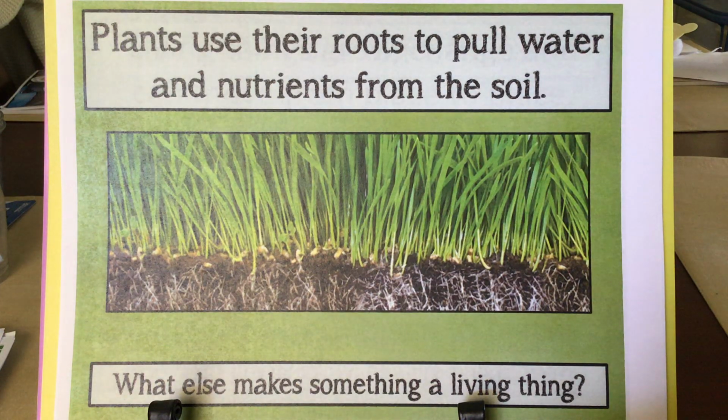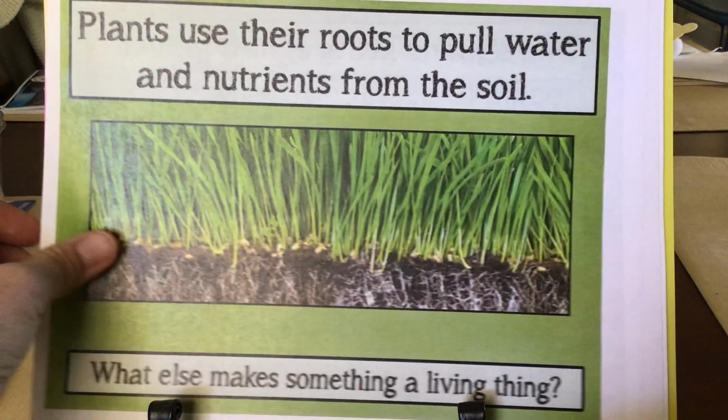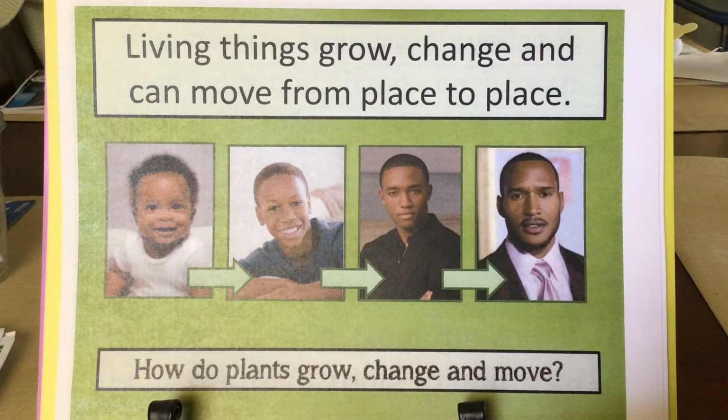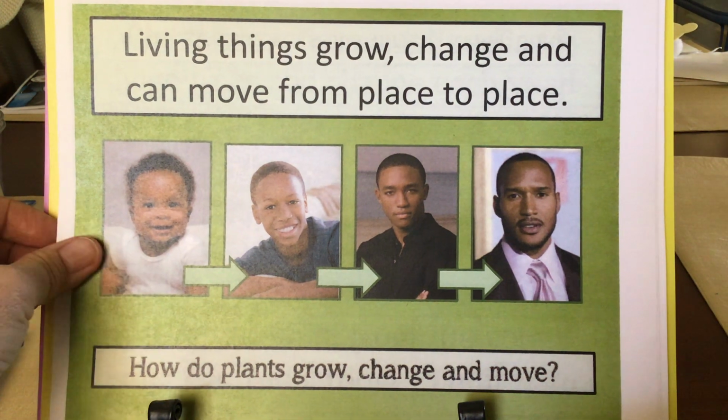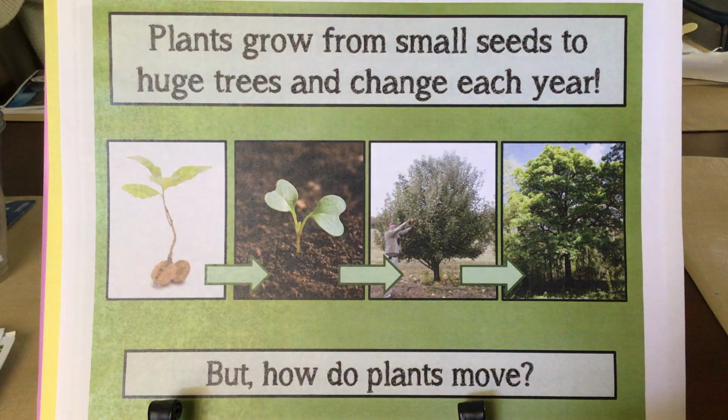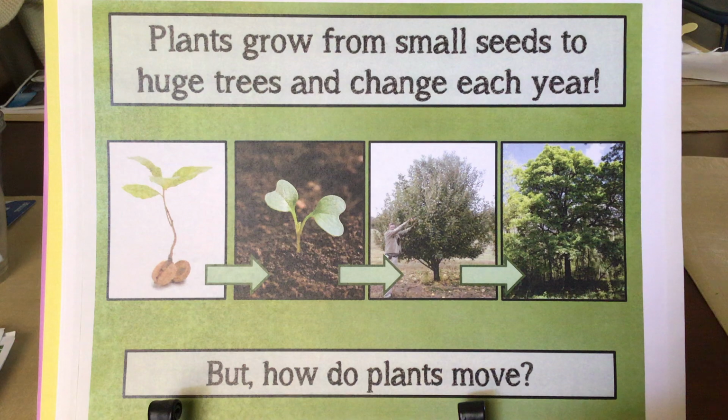Plants use their roots to pull water and nutrients from the soil. Well, what else makes something a living thing, you may ask? Living things grow, change, and can move from place to place. Well, how do plants grow and change and move? Plants grow from small seeds to huge trees and change each year.